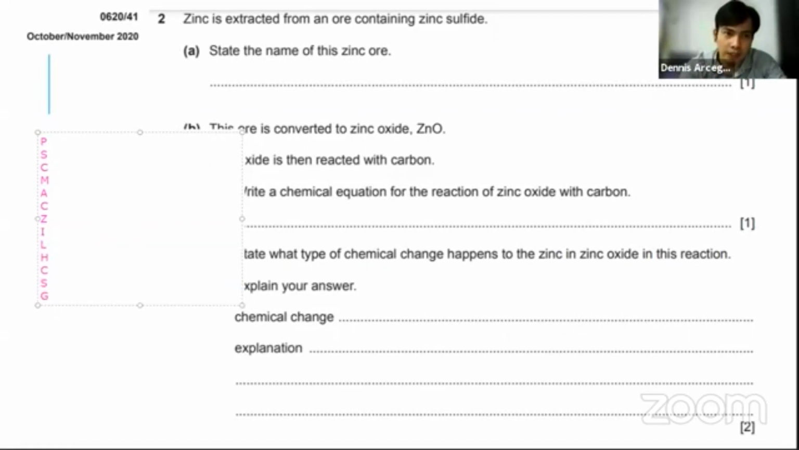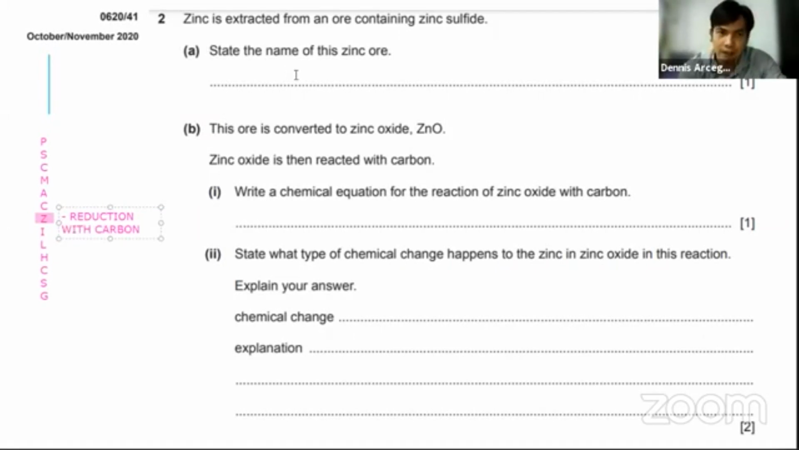You will see zinc here. It is below carbon, so you will use reduction with carbon. You will use reduction with carbon because it's lower than carbon. So for this one, the ore is zinc blende. Zinc blende.